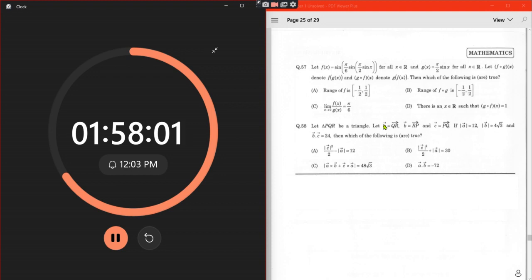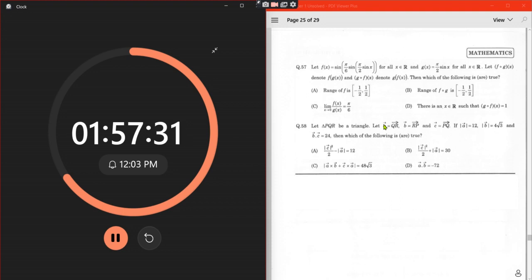So first we need the range of f. Pi upon 2 sine x goes from negative pi upon 2 to pi upon 2. So sine of that goes from negative 1 to 1. Then pi upon 6 times that goes from negative pi upon 6 to pi upon 6, so the sine goes from negative 1 upon 2 to 1 upon 2. So yes, A is correct, all those real numbers. So A is the correct one.